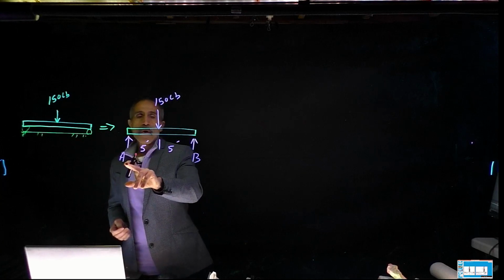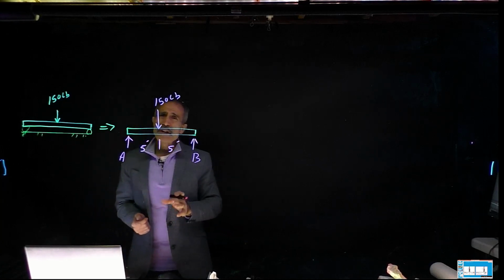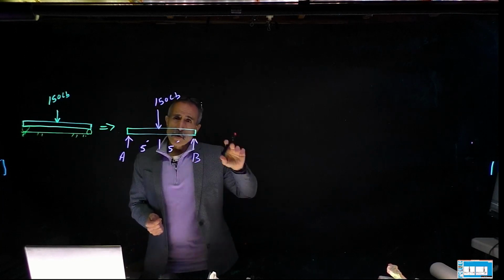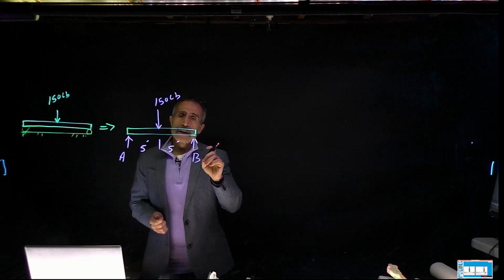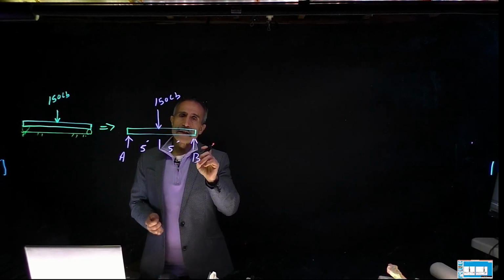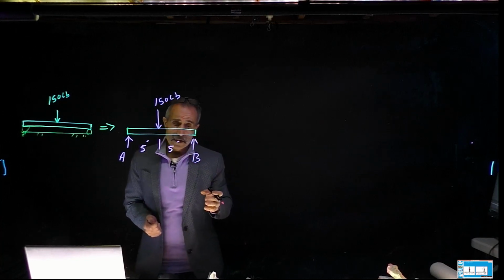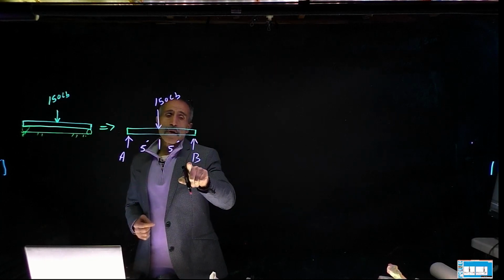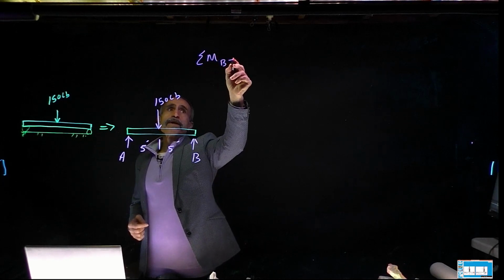I will take a moment about point B. Now, when you take a moment about a point, you have to identify at the beginning whether you go clockwise or counterclockwise. So you have to set up a sign convention. Say, okay, if I go counterclockwise, that is positive; you can also make clockwise positive. This is just for the sake of calculation. So I'm going to take a moment about point B: summation of moment about point B is equal to 0.